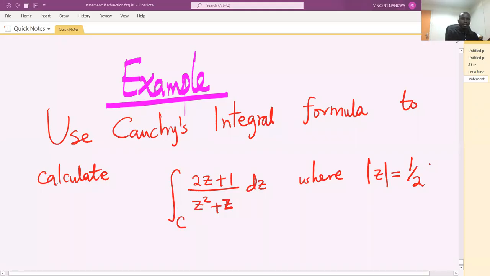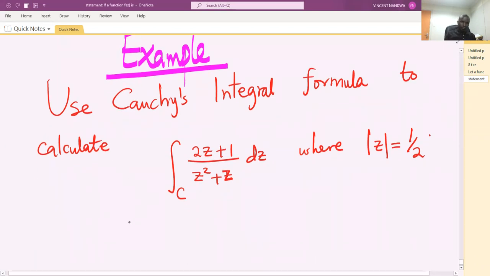Welcome back. So here is another problem testing on application of Cauchy's integral theorem or integral formula. So the first step to solve the problem is to find the poles of the integrand. So the poles are easily obtained by equating the denominator of the rational function of the integrand to 0 and then solving.